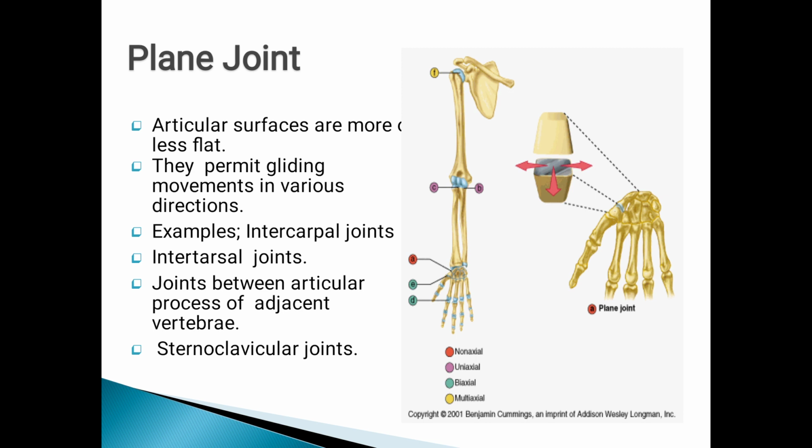So where are these joints found? They are mostly found in the intercarpal joint, intertarsal joint, that is a joint between the articular process of adjacent vertebra. So they are found in the intercarpal joint. Then we have an intertarsal joint. Then articular process of adjacent vertebra and sternoclavicle joint. So the joint will be between sternum and clavicle bone.